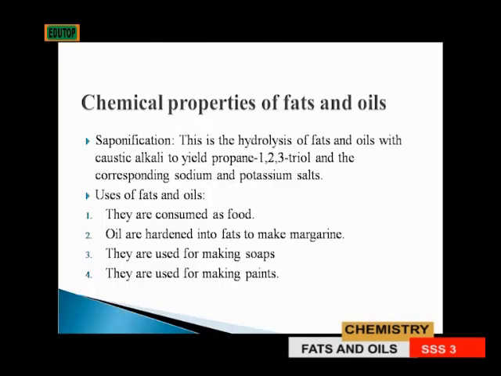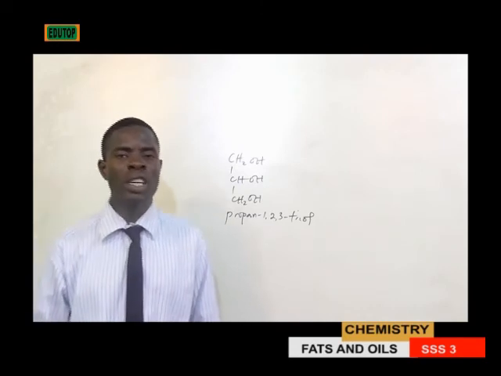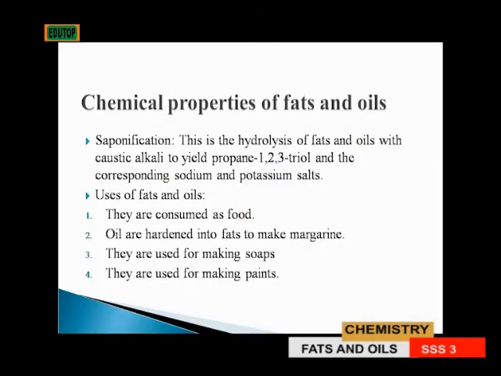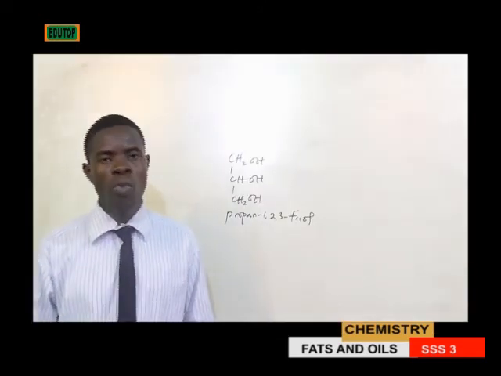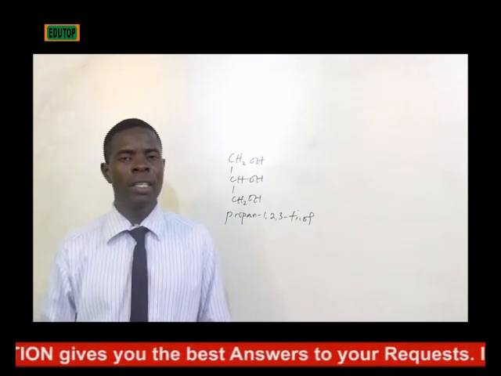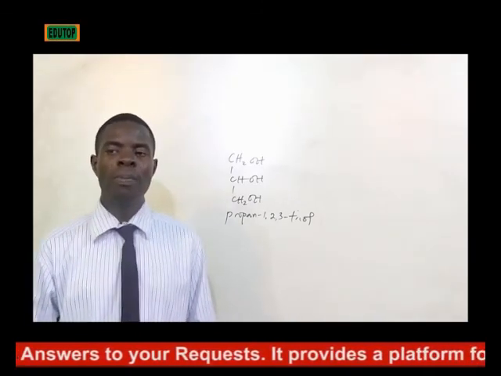Chemical properties of fats and oil. Saponification. Saponification is an important process in the chemistry of fats and oil. What is saponification? This is the hydrolysis of fats and oil with caustic soda or caustic alkali to yield propane-1,2,3-triol. So it has to do with the hydrolysis of fat and oil with an alkali, usually sodium hydroxide, to yield propane-1,2,3-triol.